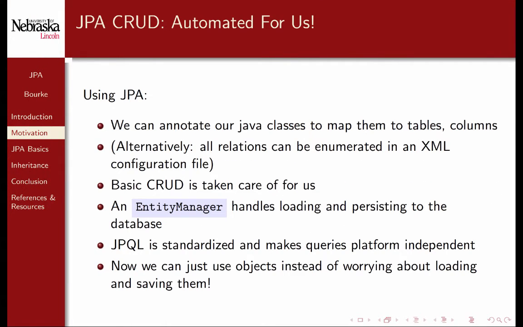How is this different in JPA? First, to use JPA, we need to annotate our Java classes to map them to tables and columns. Once we have fully annotated our classes, JPA takes care of the boilerplate CRUD for us. JPA provides an entity manager that handles the loading and the persisting of data to the database automatically. Instead of formulating queries towards the database, we can use JPQL to make queries to Java classes. We can now focus on our Java objects instead of worrying about interacting with the underlying database.